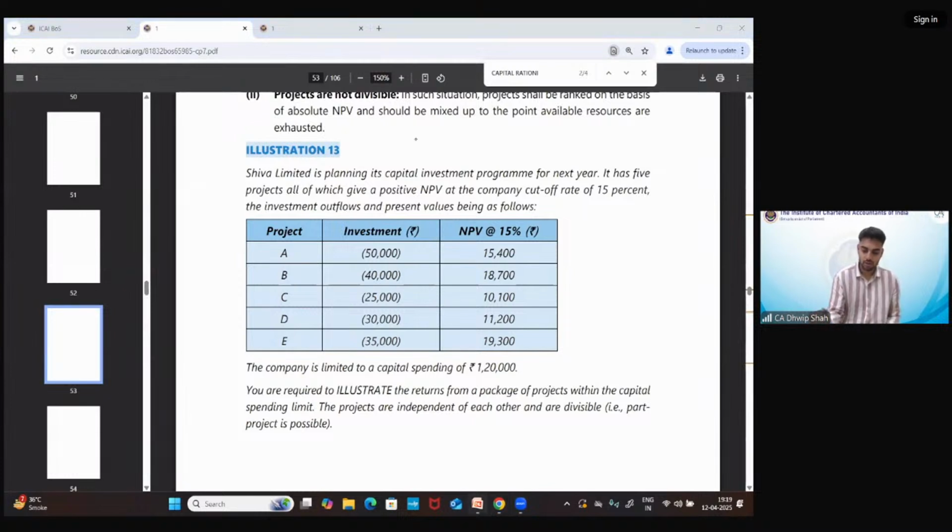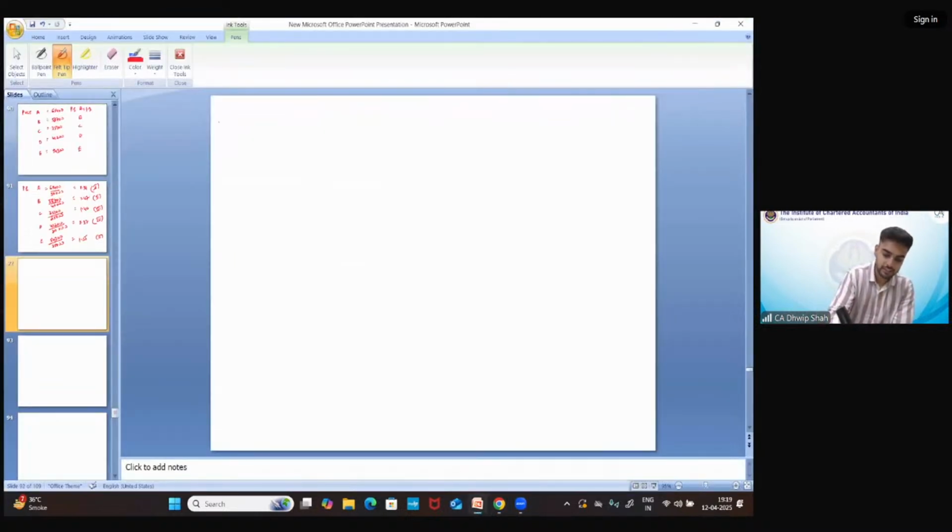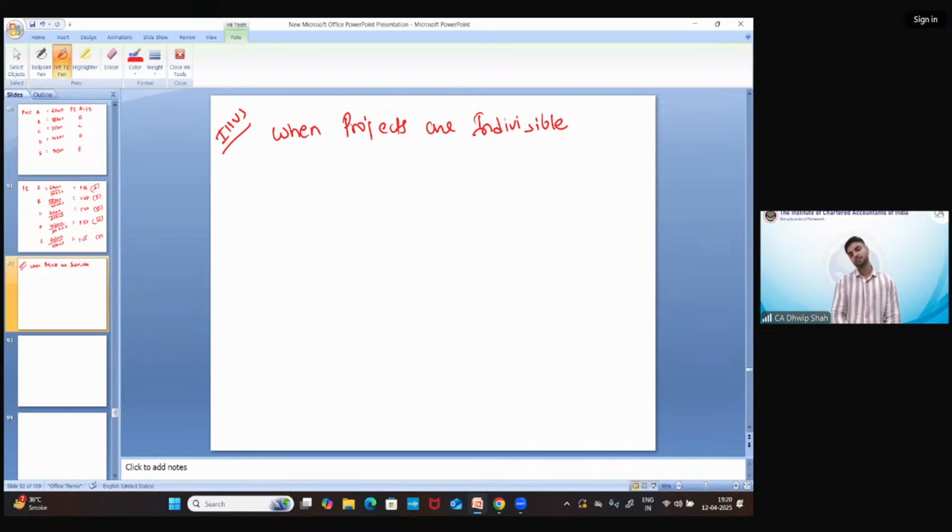And now let's solve for our practice when projects are non-divisible or indivisible. Means now part project is not possible. Either you take entire project or you don't take, you ignore that. So in this scenario, we have to give rankings based on NPV only, direct on NPV. So this is project A, B, C, D, E.